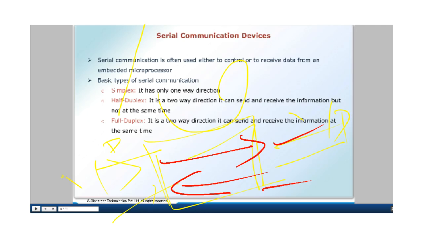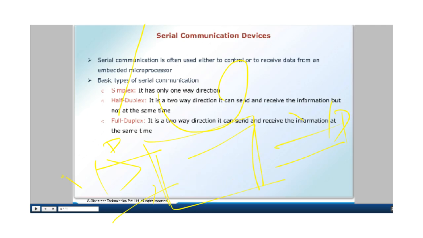And what is meant by full duplex? Full duplex means it is a two-way direction. It can send and receive the information at a time. So in half duplex, it is a two-way direction, but we cannot receive and send the data at the same time. But it is possible in full duplex.